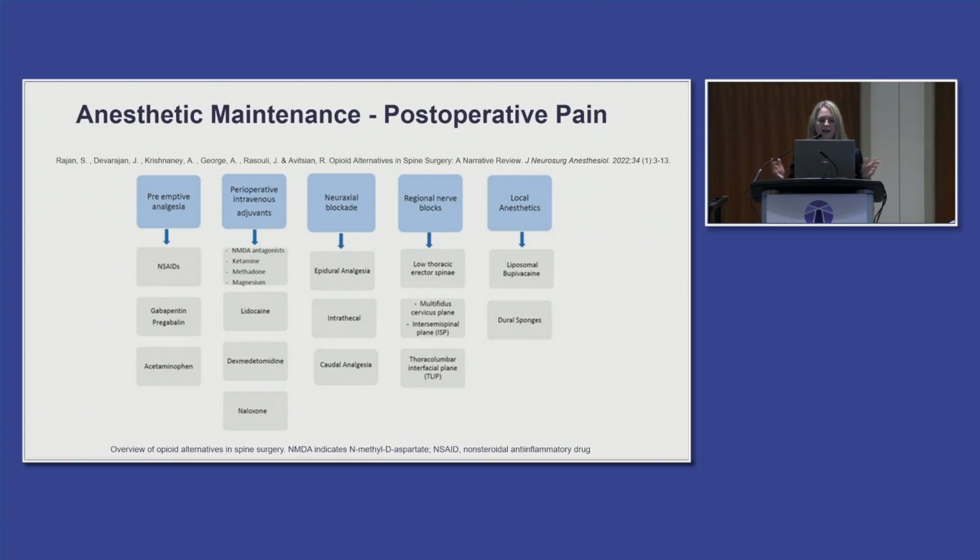This is a whole other hour-long topic if we wanted it to be, so I will refer you to this excellent article, Dr. Shobana Rajan and colleagues in JNA in 2022, which focused on non-opioid alternatives for postoperative pain in spine surgery. It covers preemptive analgesia, perioperative IV adjuncts, neuraxial blockade, regional nerve blocks, and other local anesthetic options. Of course, being mindful that with neuromonitoring, some of the neuraxial blockade and regional nerve blocks will hinder that monitoring.